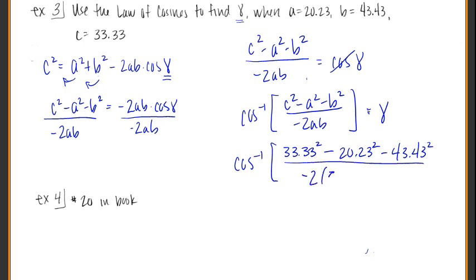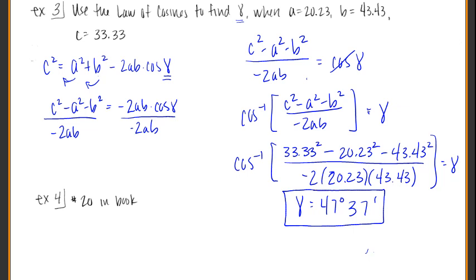Okay, minus 2 times 20.23 times 43.43. All of that will equal gamma. We're finding an angle, so we want degrees and minutes. When I do this, I get gamma to be 47 degrees. And when I take that decimal and multiply by 60 and round it, it looks like 37 minutes. And there's gamma.